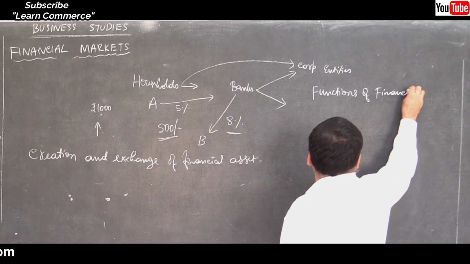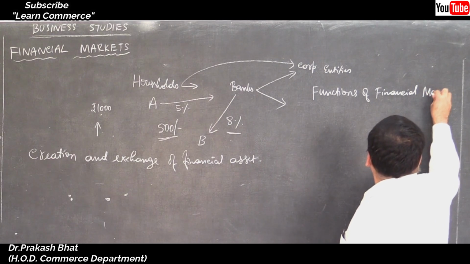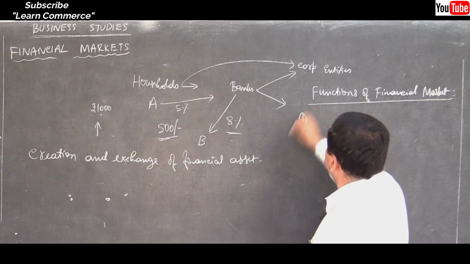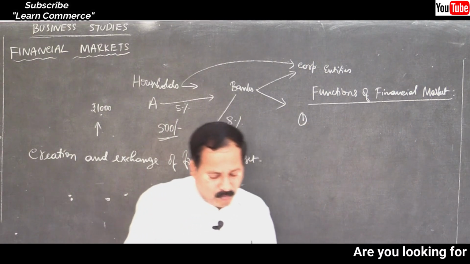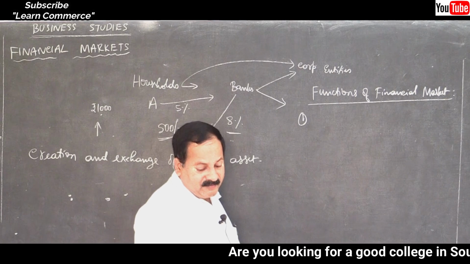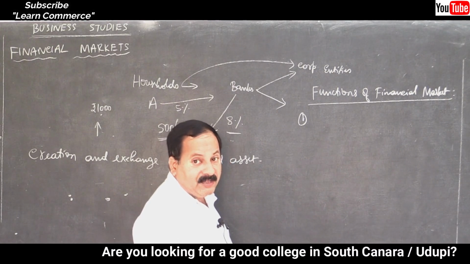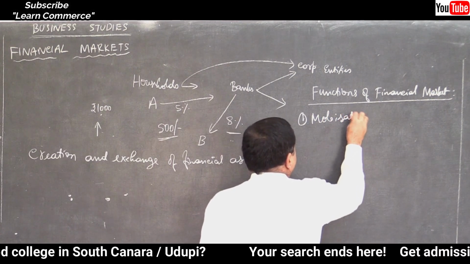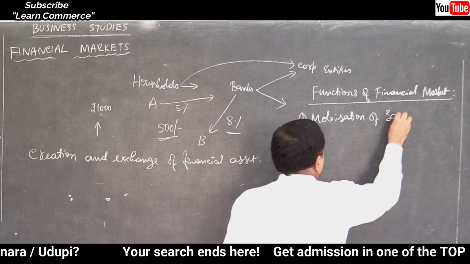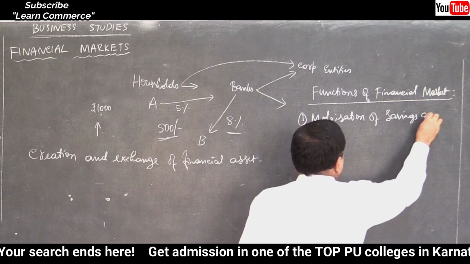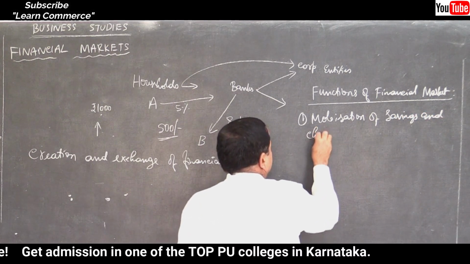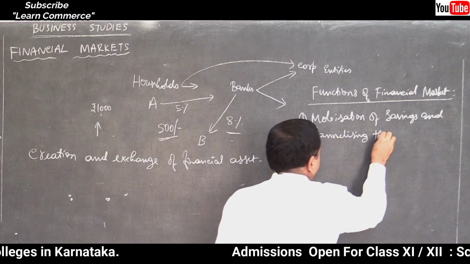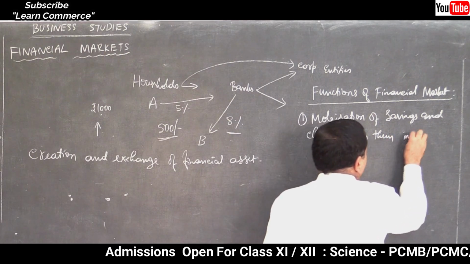Functions of financial market. First and foremost, mobilization of savings and channelizing them into most productive users.